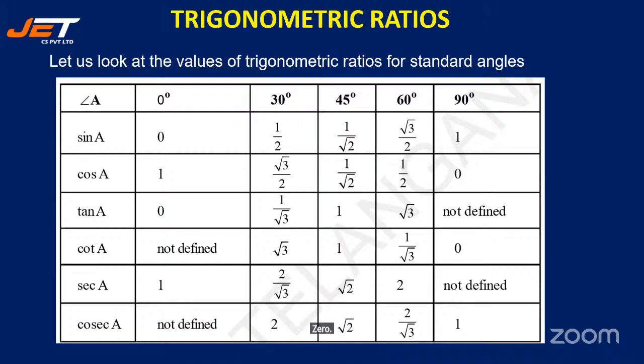So, at one point of time, sine 45, cos 45 is same. Isn't it? So, always at 45 degree, the sine and cos will be same. Tan and cot will be same. Secant and cosecant will be same. Okay.